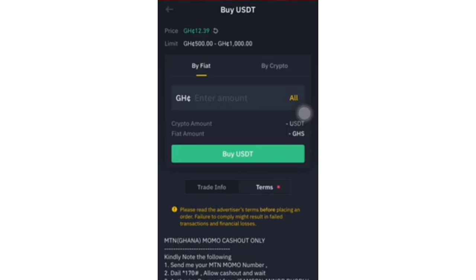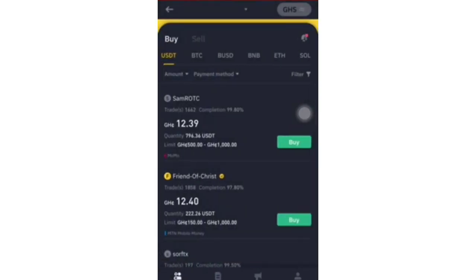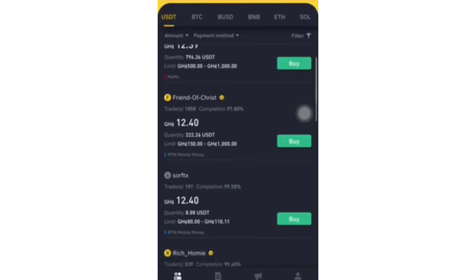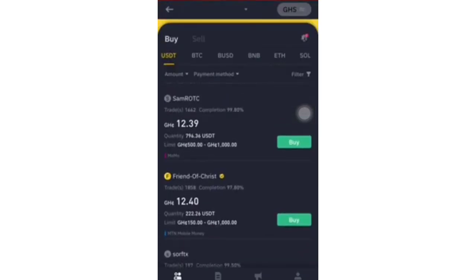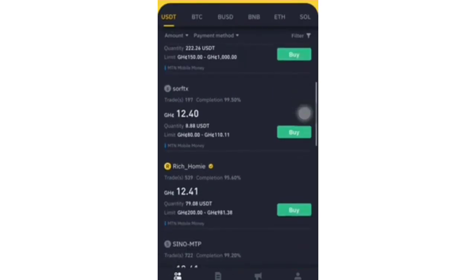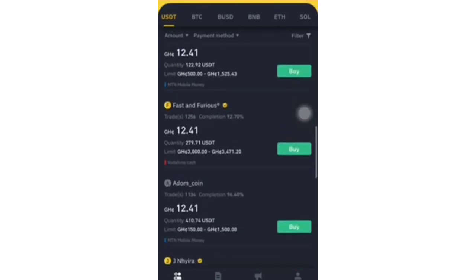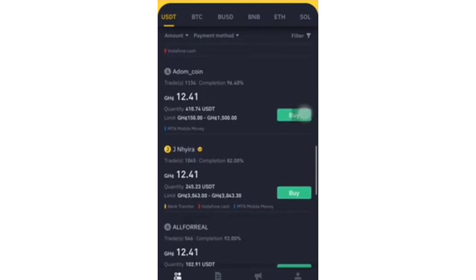For 1 USDT, the person is selling for 12.39 Ghana cedis, meaning 1 USDT, like a US dollar, you're buying for 12.39. So you have to take note of the price. The price varies. For buying, the first price is the lowest. You understand? As you keep going, you see that it gets higher and higher like that. Can you guys see what I'm saying?